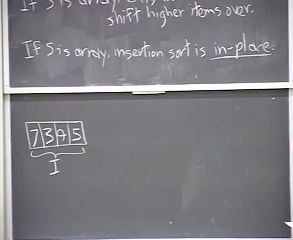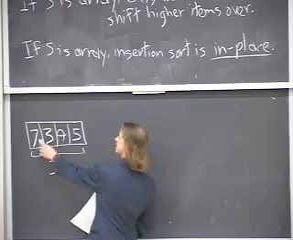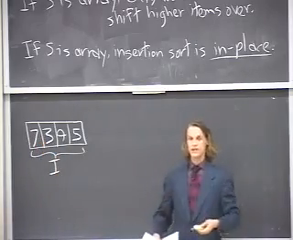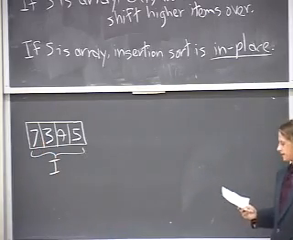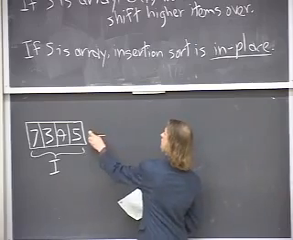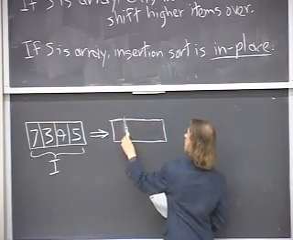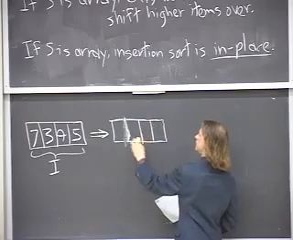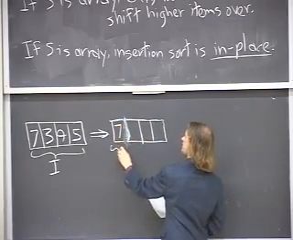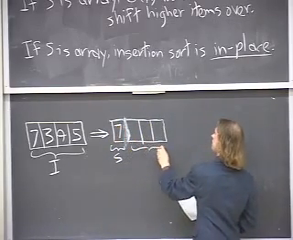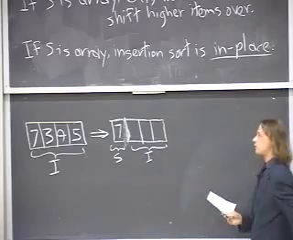But insertion sort says I take the first item in my unsorted list, and I insert it into the sorted list. How are we going to do that? Well, what I'm going to do is I'm just going to partition the array into two separate sections. The left section will be S, and everything left over will be I.